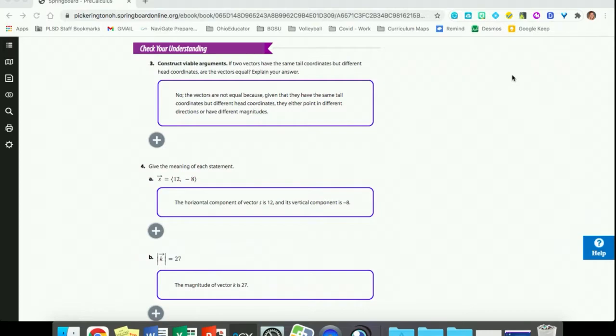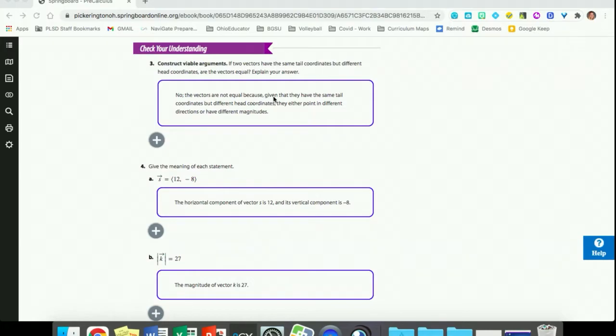If you decided to do the check your understanding questions, I'm going to go over those right now. Number 3 says, if two vectors have the same tail coordinates but different head coordinates, are the vectors equal? Explain your answer. Well, in order to have equal vectors, you have to have equal magnitude and point in the same direction, or you could say that they have equal components. Well, we can't really find the components here. That's not going to help us. So we're looking at magnitude and the direction. So if they have the same tail but different head coordinates, those vectors are probably going to have different magnitudes. So the answer is no.